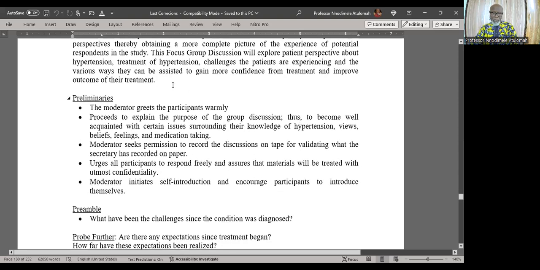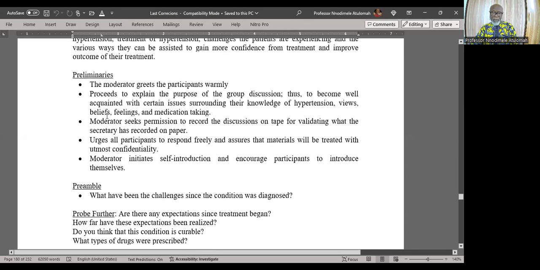So we start off with, this is a guide. So it's not like a questionnaire. There are preliminaries. The preliminary describes what the moderator will do. So if I give this guide to somebody, the person will just follow this and do exactly that. All right. So the moderator greets the participants warmly. So the moderator would sit down and greet. Then the next, it proceeds to explain the purpose of the group discussion. Will now tell them. All right.